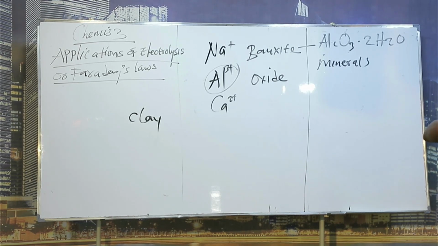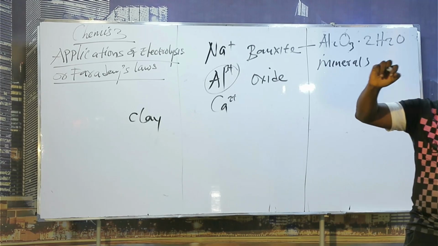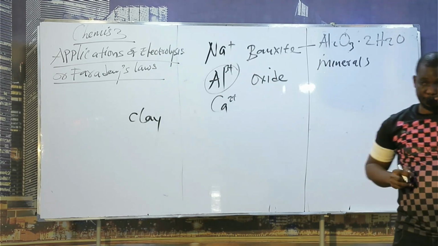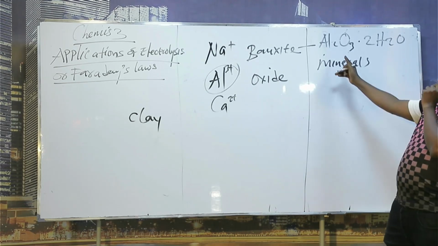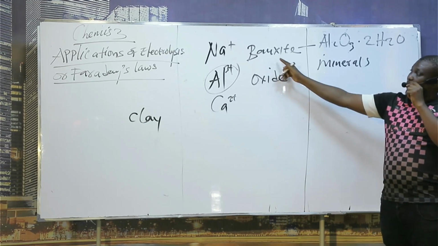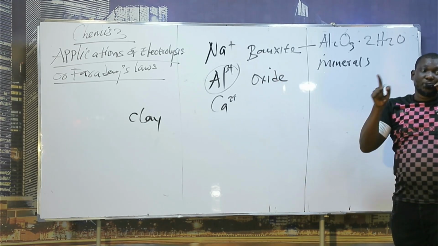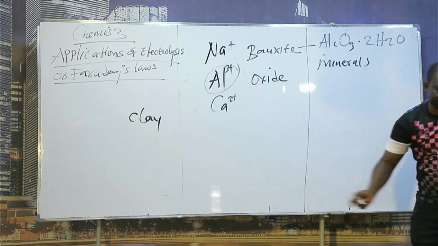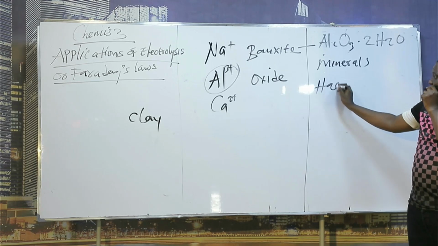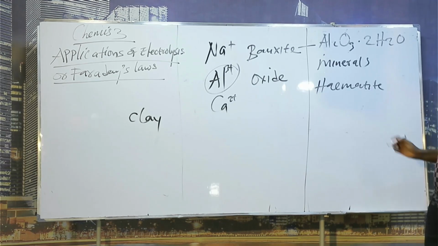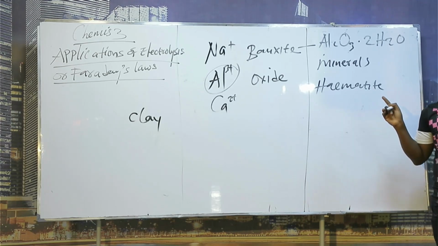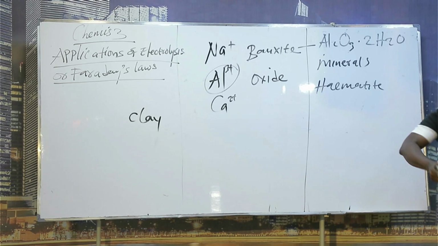Which of the following ores are oxides except aluminium oxide? They will give you bauxite. If you do not know the formula of bauxite, that is your business. They will simply give you another option. Option B, hematite. You see, they are using the common names. They will not give you the formula of hematite.